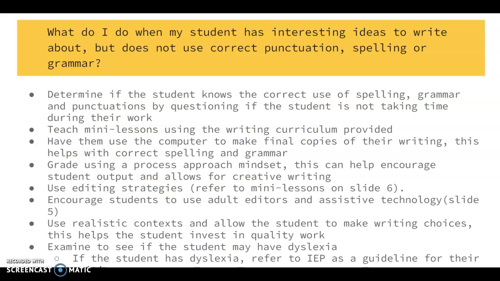Use editing strategies, and encourage students to use adult editors and assistive technologies. Use realistic context and allow students to make writing choices that help them invest in quality work. You can also examine to see if the student might have dyslexia. If they do, refer to the IEP as a guideline for their writing.